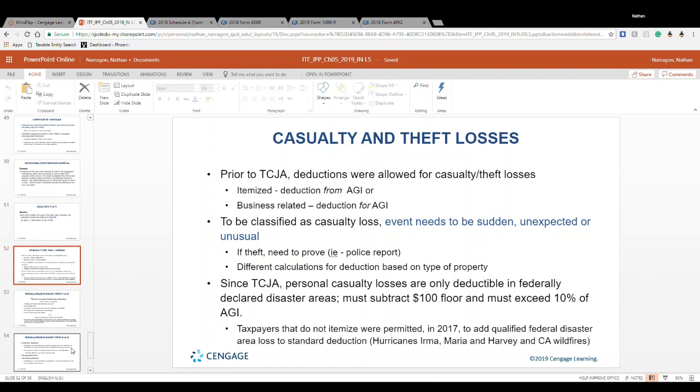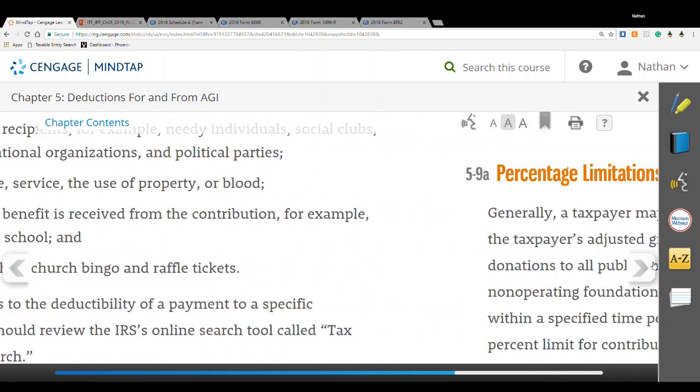So taxpayers that do not itemize were permitted in 2017 to add a qualified federal disaster area loss to the standard deduction. So you got a little boost for Harvey, but really they try to watch out too much about that. Okay, there's not a lot that we can take now for it. Okay, and the book does go into a lot of the casualty loss.